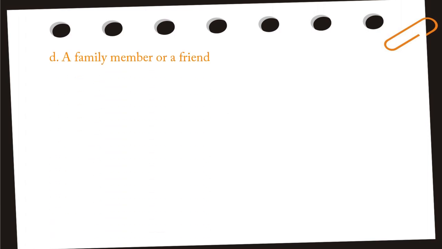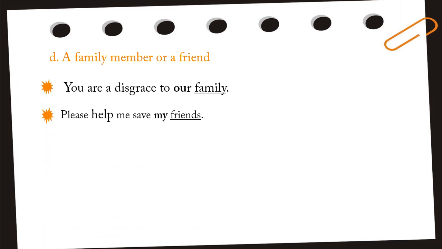D. A family member or a friend. Let's look at the sentences. You are a disgrace to our family. Please help me save my friends. In the first sentence, we have the possessive determiner "our" coming before the noun "family." And finally, E. To express a personal connection to an event. For instance, her birthday was still months away. We have here "her," the possessive determiner, coming before the noun "birthday," which is an event.